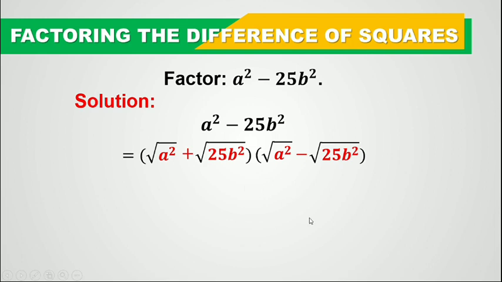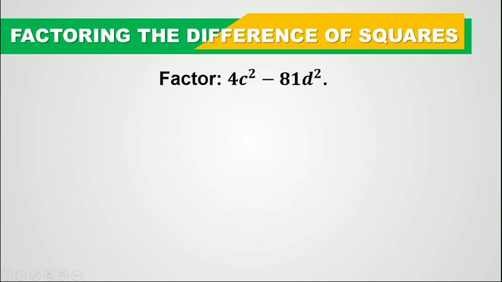So let's simplify this further. The square root of a squared, that's a. The square root of 25b squared, so plus 5b. And then times the square root of a squared, that's a again, so minus the square root of 25b squared, that's 5b. So that is our answer.